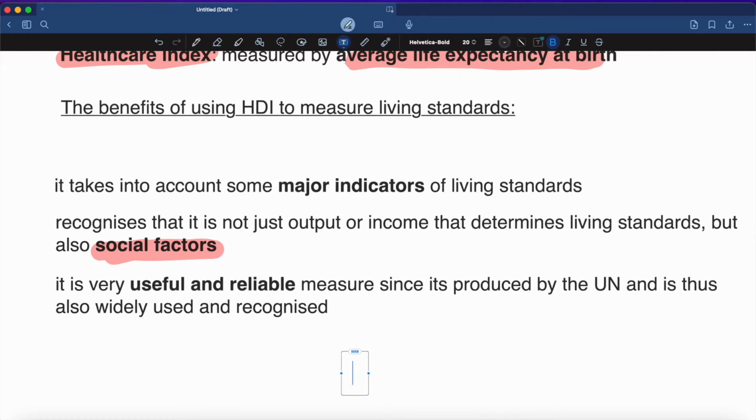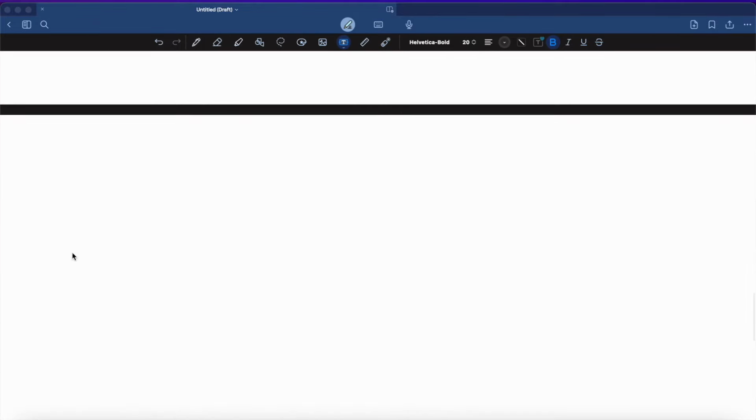What about the limitations of HDI? Let's look at the limitations now, because with the advantages always come the disadvantages, with the benefits always come the limitations. So let's look at the limitations now.